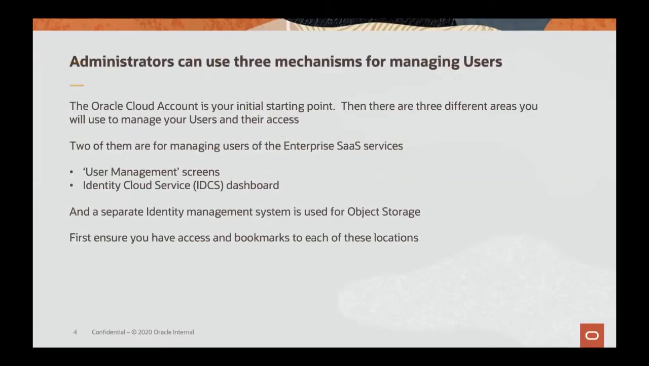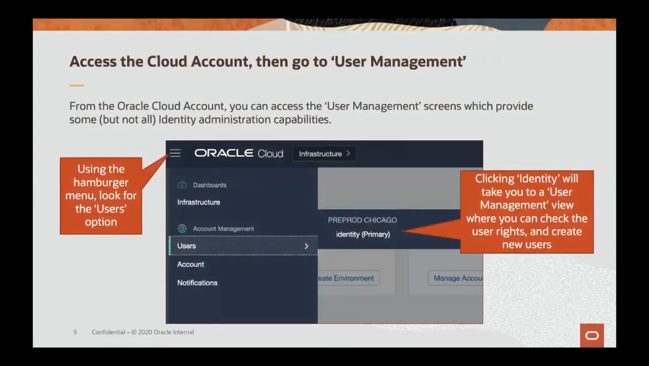So first, let's talk about the three screens. As I mentioned, two of them are for enterprise SaaS administration, that's user management and IDCS, and then a separate identity system for object storage. So let's check and verify how the bookmarks are set for each of those. Your starting point is typically the Oracle Cloud account. That's the first thing you get access to.